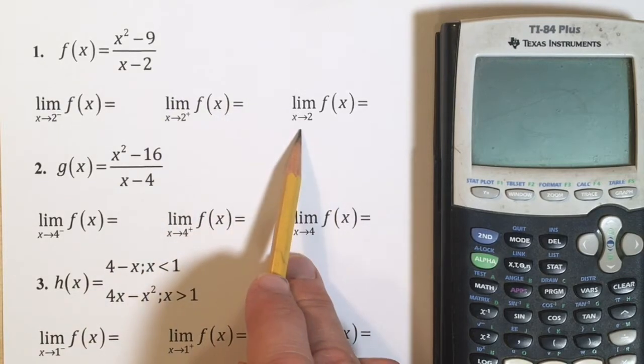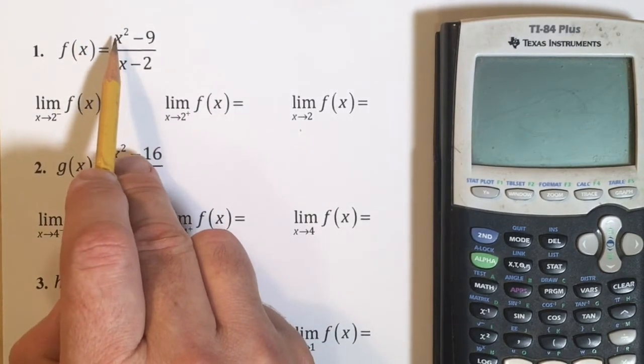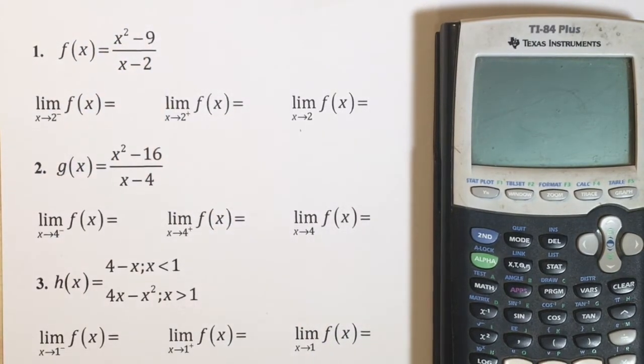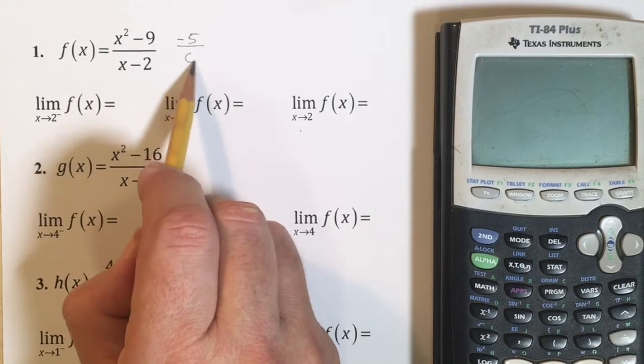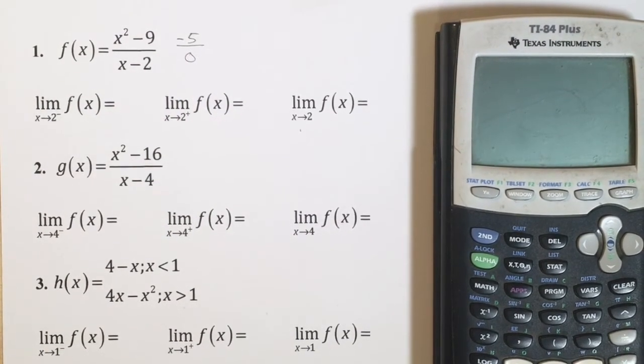To evaluate the limit as x approaches 2 of f of x, I'll first plug 2 into the function. 2 squared is 4, and 4 minus 9 is negative 5. 2 minus 2, of course, is 0, and negative 5 divided by 0 tells me that this function has an asymptote where x equals 2.